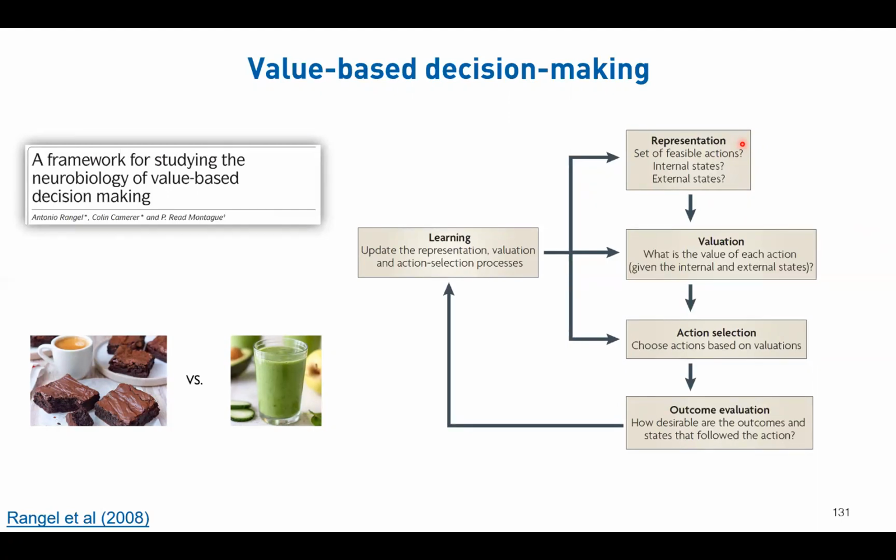If I give you two options, you have to make a decision. So this is the action you're supposed to take. You're supposed to take one out of the two options. So you have to represent the problem and then you solve it. So this is the representation part.